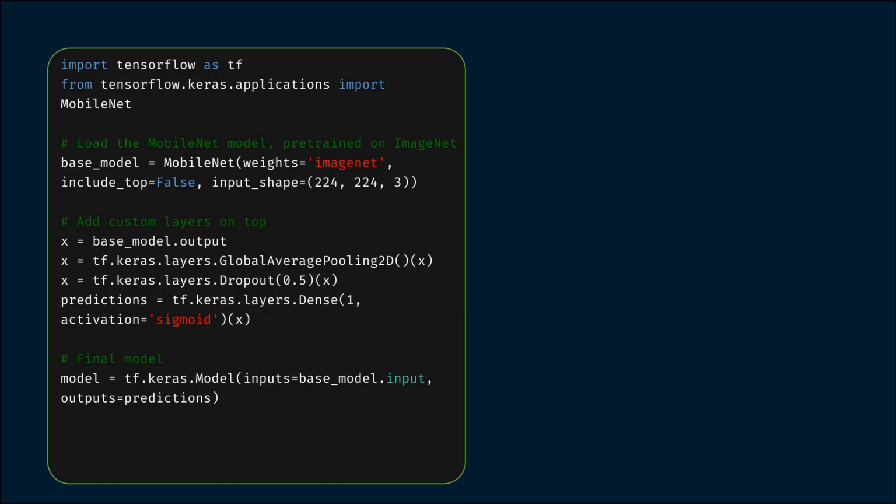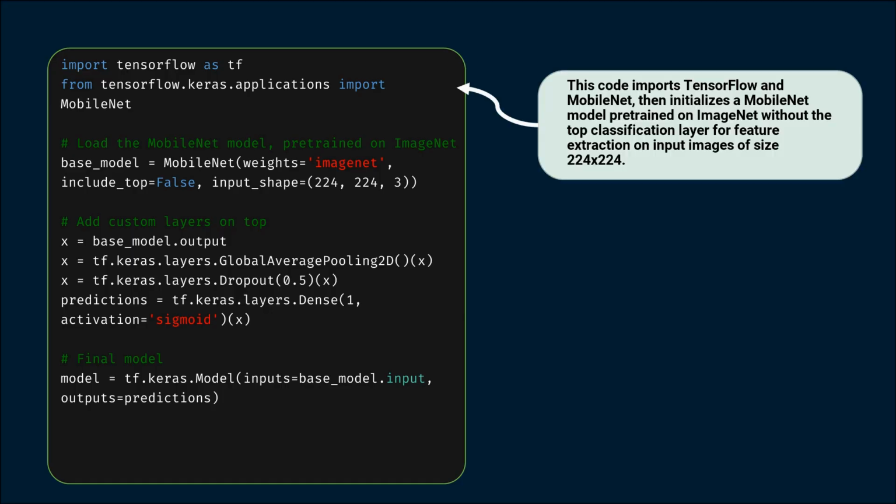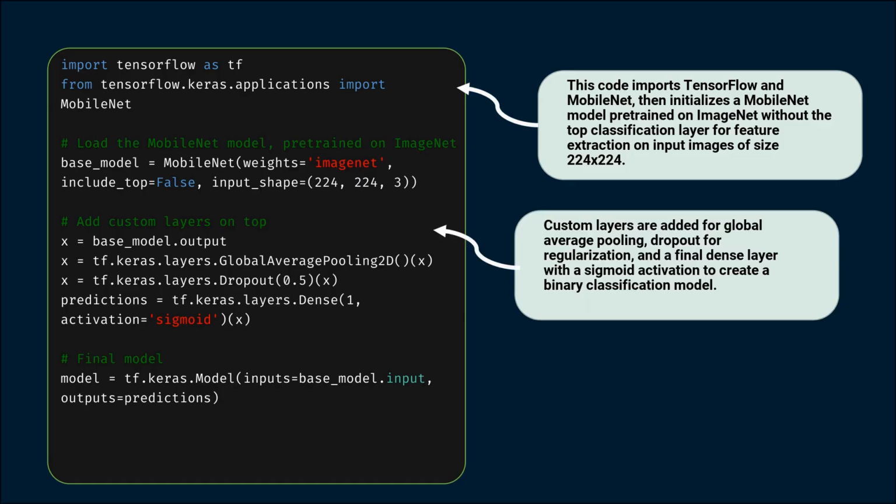Now let's implement the following code to set up our Mobilenet model for classification tasks. First, we import TensorFlow and the Mobilenet architecture from Keras applications, allowing us to access a pre-trained version that has learned features from the ImageNet dataset. By specifying weights equals imagenet and include_top equals False, we load the model without its original classification layers, enabling us to customize the top layers according to our specific classification objectives.